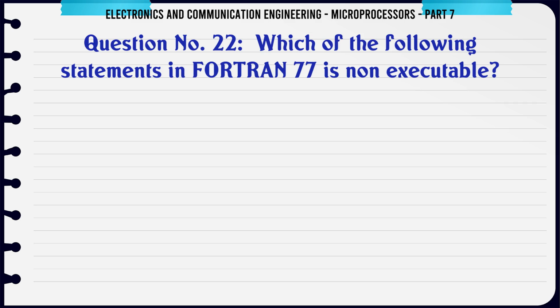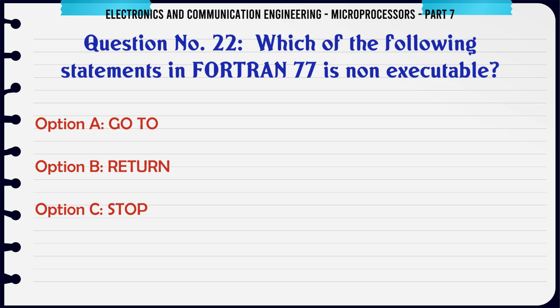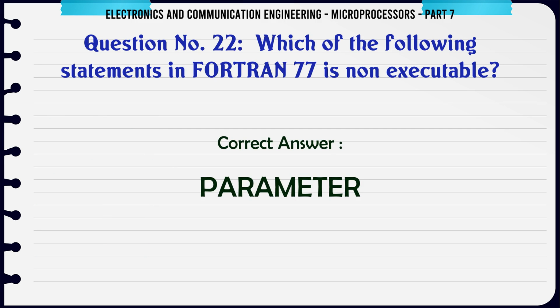Which of the following statements in Fortran 77 is non-executable? A, GO TO. B, RETURN. C, STOP. D, PARAMETER. The correct answer is PARAMETER.